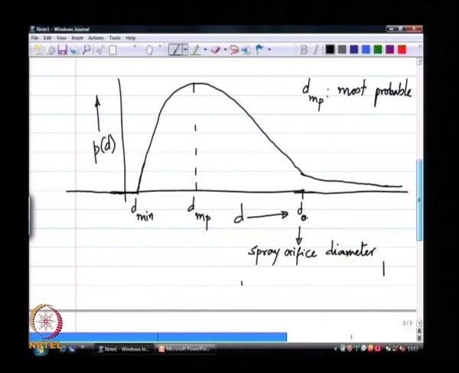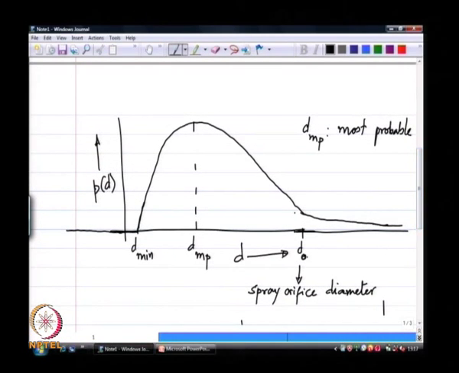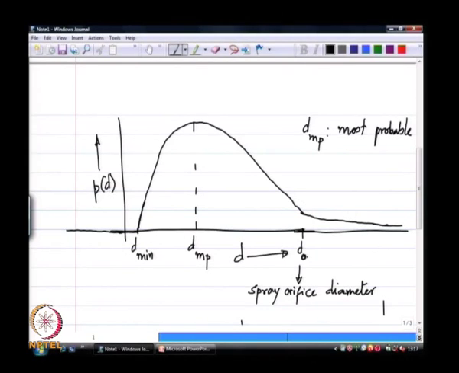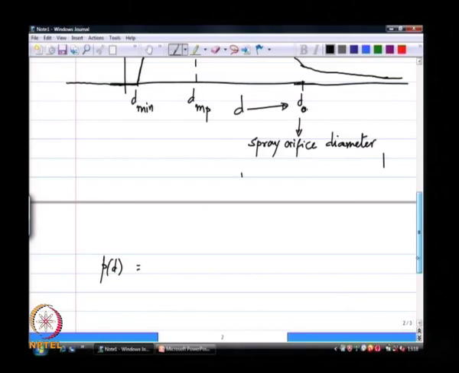If I want to write a mathematical equation that fits this, there are many, many different mathematical forms that are possible, that initially increase and then decrease, with or without Dmin being 0. As many mathematical forms, so many proponents in the literature for those forms, meaning there are at least like 5 or 6 very widely used forms of distributions that people claim are fundamental to sprays. And each of them has their own valid reasons for those claims. But this is the shape that is generic to all of those mathematical forms. We will come to that in the next class, but before that I want to define a few parameters that are not dependent on the specific mathematical form, okay.